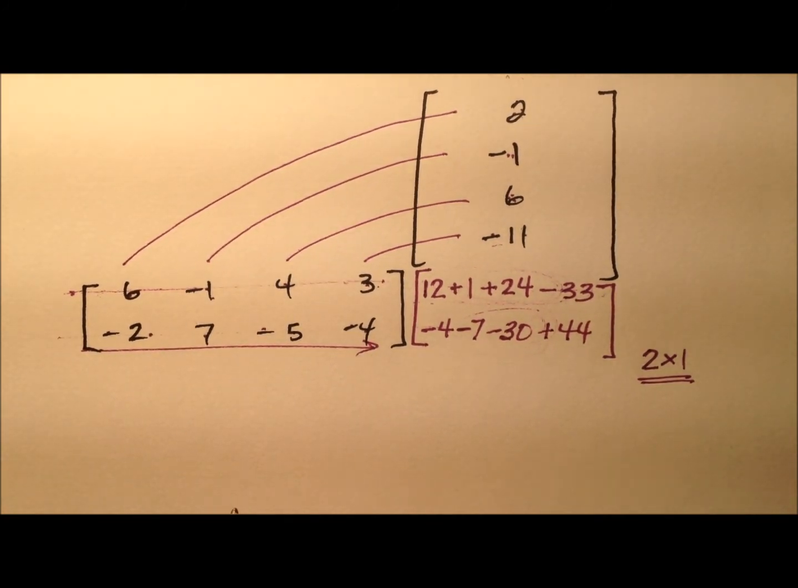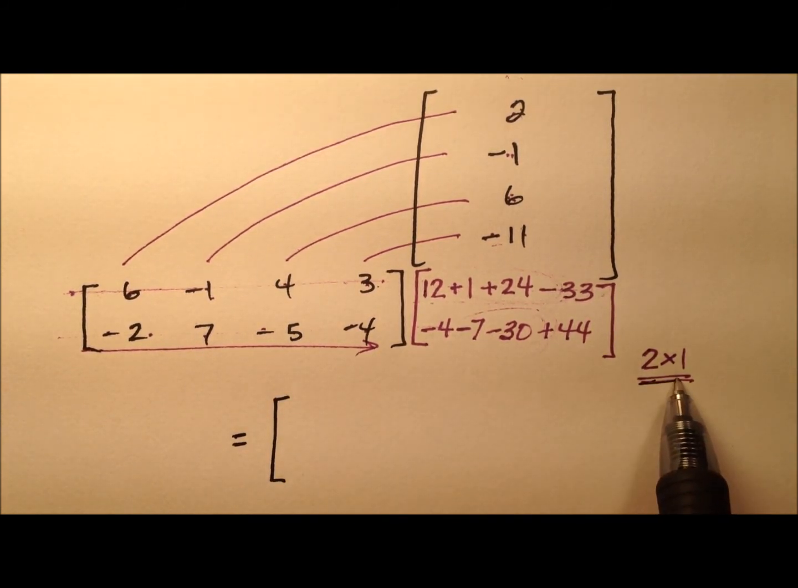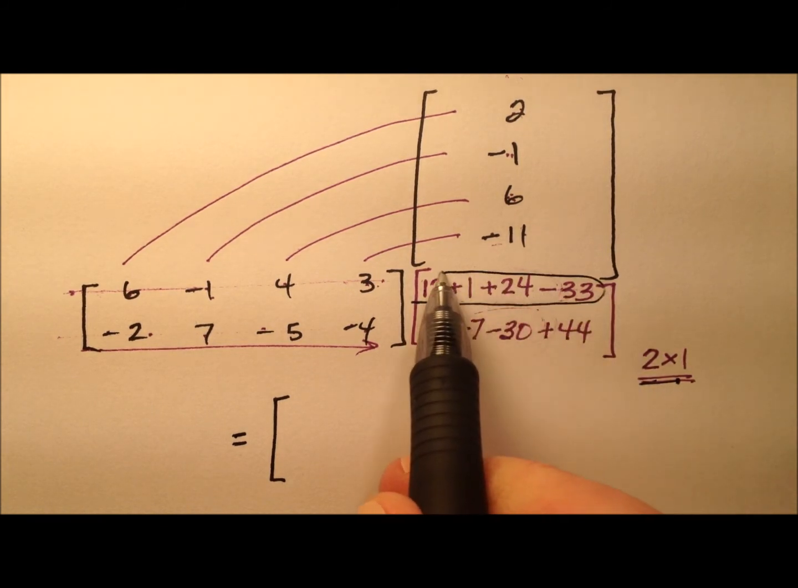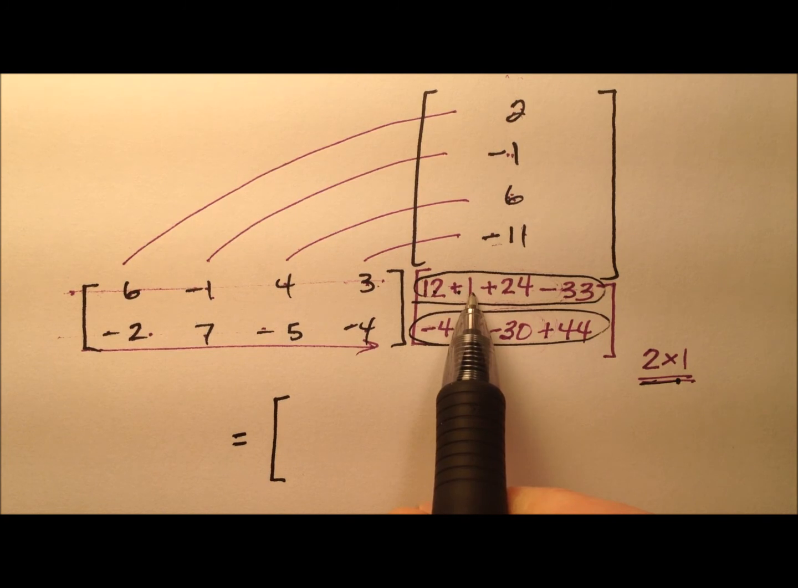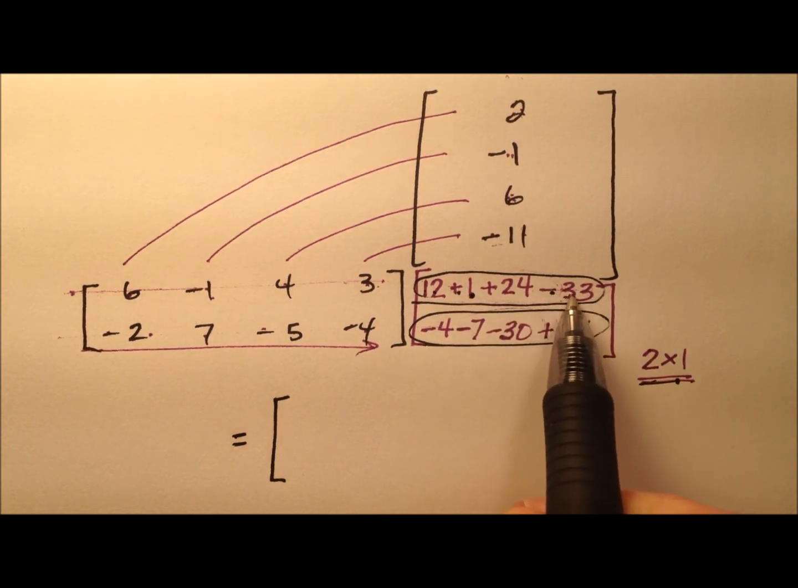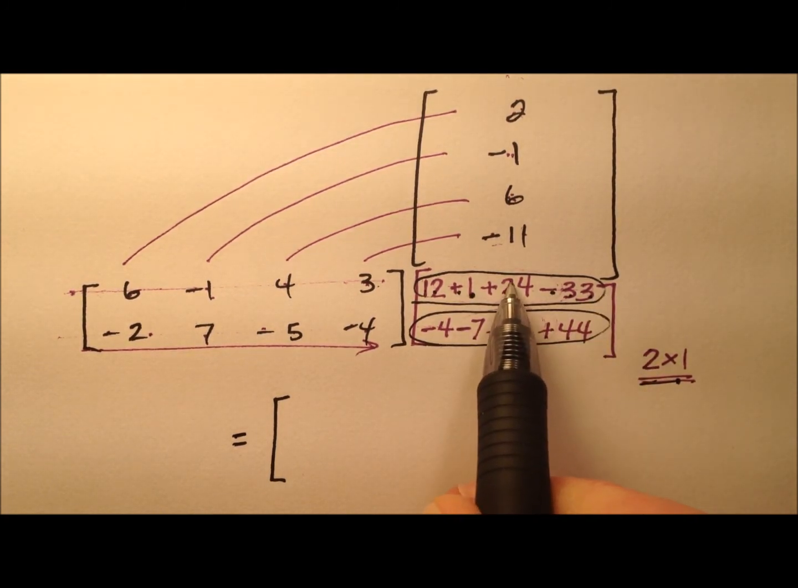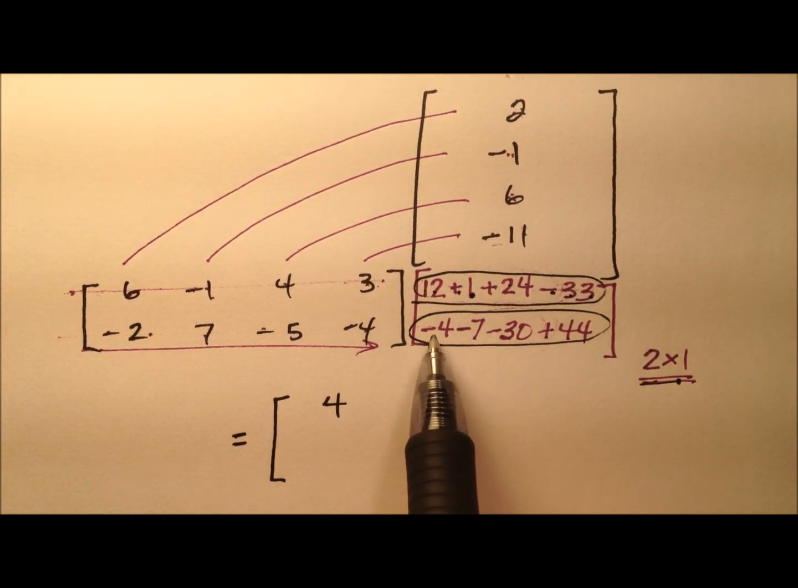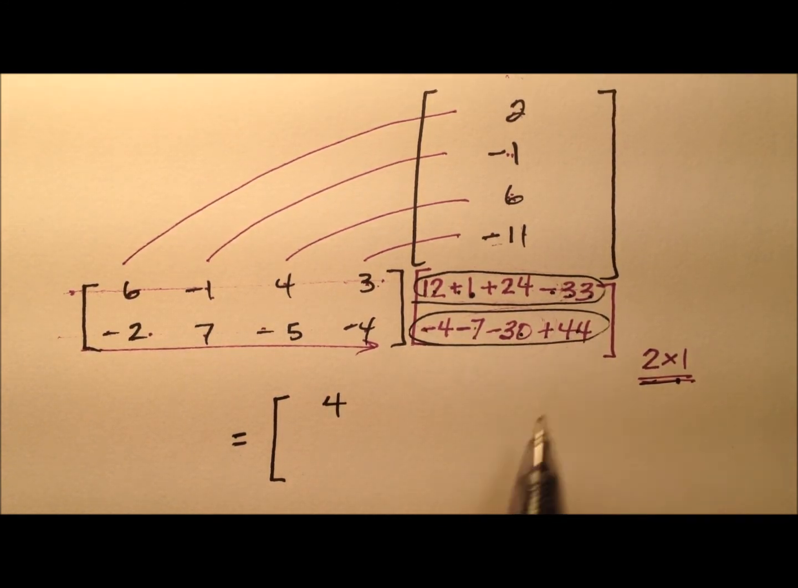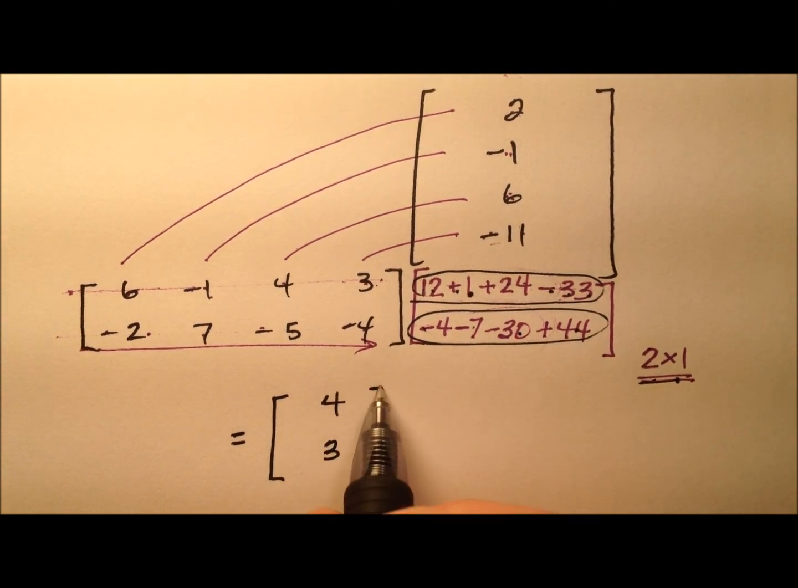Let's go ahead and write our product matrix here. It's going to be a 2 by 1. So here is that first entry and here is the second entry. So 12 plus 1 is 13, and then minus 33 is -20, and then plus 24. So that'll be just 4. That's nice. And then here we have -4 minus 7 is -11, then -41, plus 44, that'll be 3.